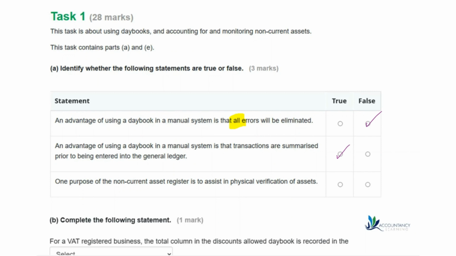One purpose of the non-current asset register is to assist in physical verification of assets. So this is true. When we've got that non-current asset register, we can go around and check that physically we have all of those assets that are listed on the register still within the business.